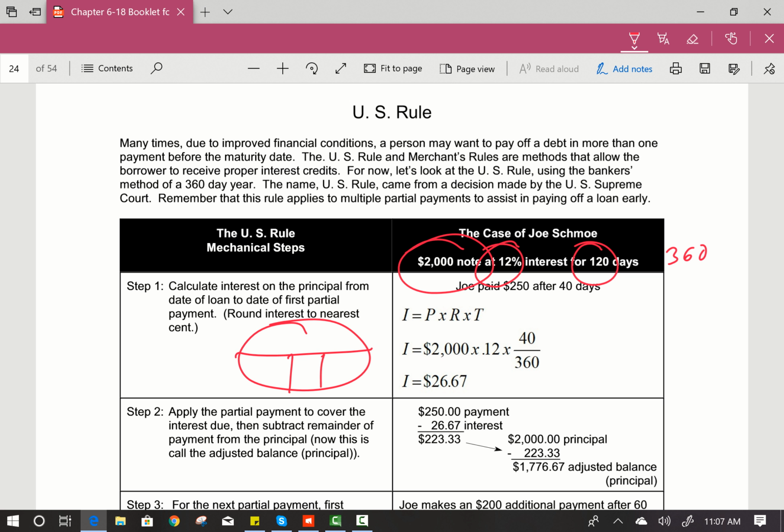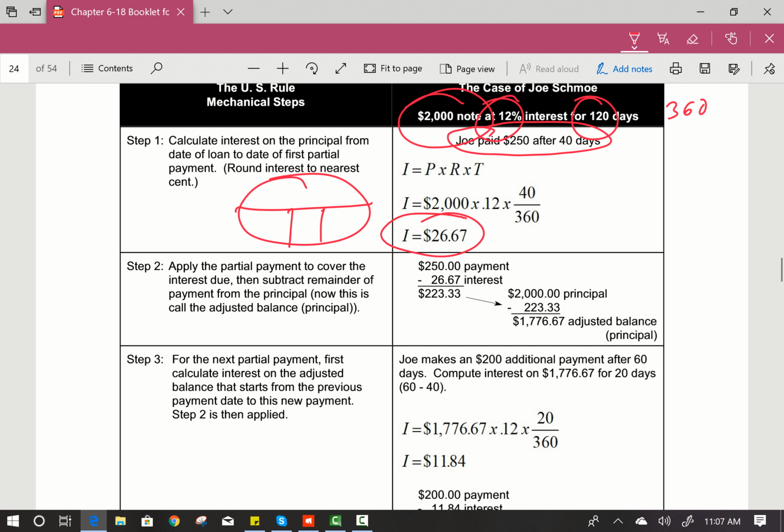This first one, 2,000 times 0.12, and it says Joe paid $250 after 40 days. So I want to try to find the amount of interest based upon 40 days in a 360-day year. So therefore, 2,000 times 0.12 times 40 divided by 360 means I paid interest of $26.67. I'm going to subtract that from the amount of my partial payment of $250.